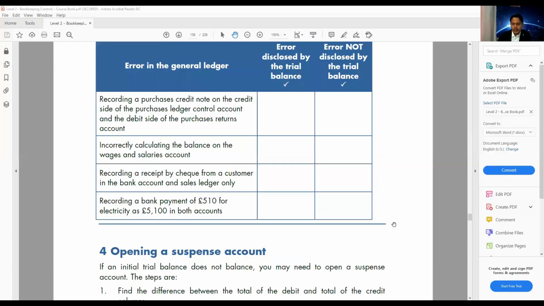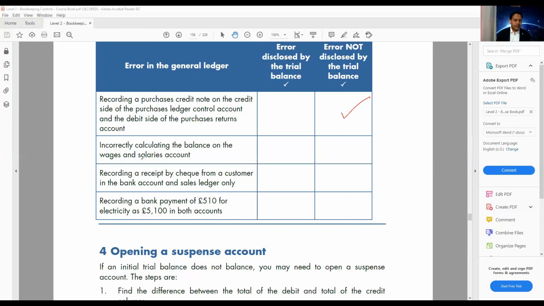Then the next one we have: recording a purchase credit note on the credit side of the purchase ledger control account and the debit side of the purchase return account. So you're making the opposite. There's a return to the supplier and you make it reversed. Basically, rather than writing purchase return as a credit and purchase ledger control as a debit, you make the opposite. If you do an error of reversal, you're not going to find it, because the debit side will come to the credit side and the credit side will come to the debit side, and your trial balance will still match. So because of that it will not be disclosed.